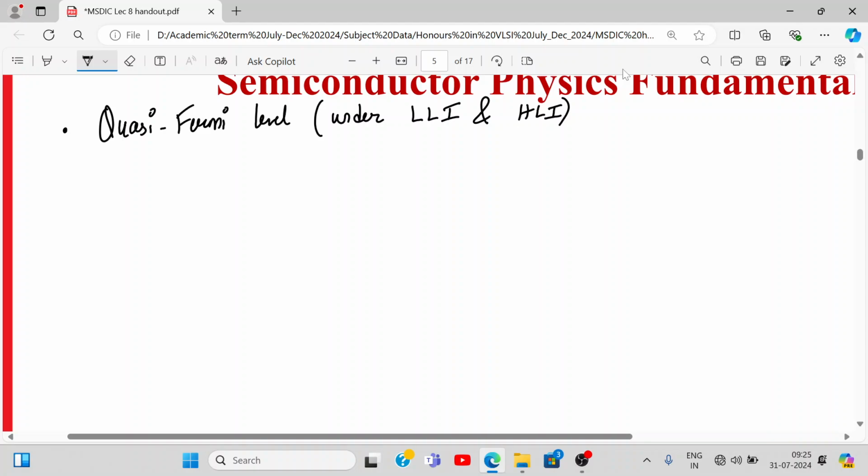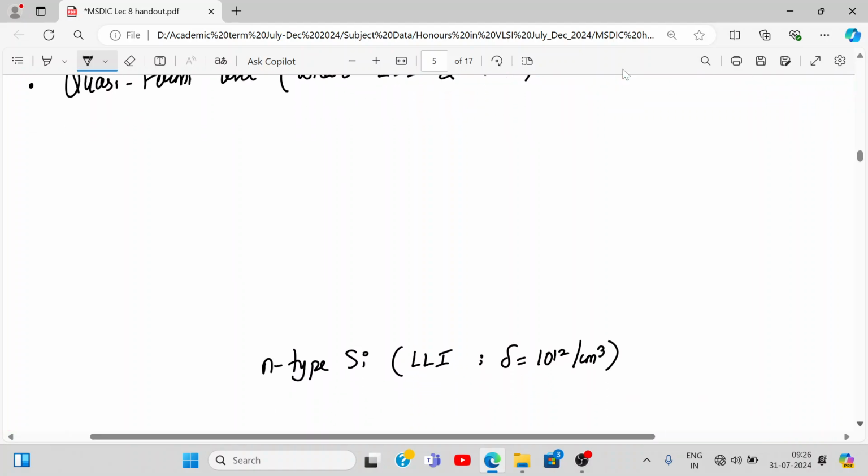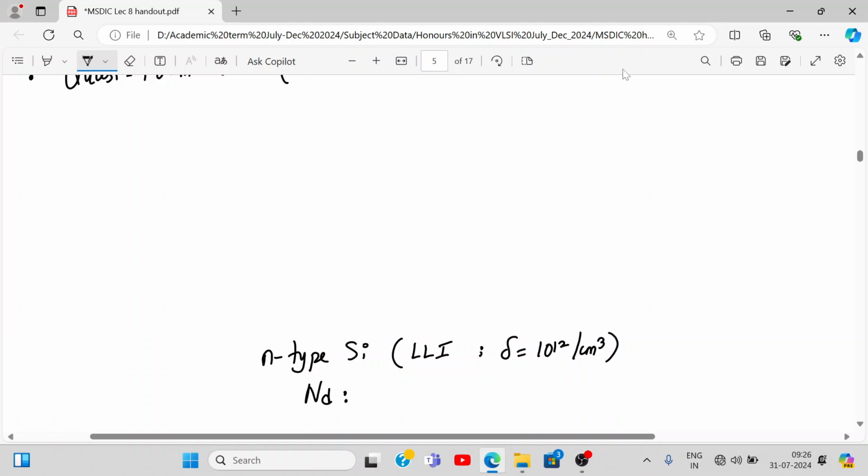So let's draw the energy band diagram for N-type semiconductor under low level injection, where low level injection delta is around 10 raised to 12. ND, what is ND? Donor concentration, that is around 10 raised to 15. So this is majority carrier concentration NNO. PNO will be Ni square divided by this.